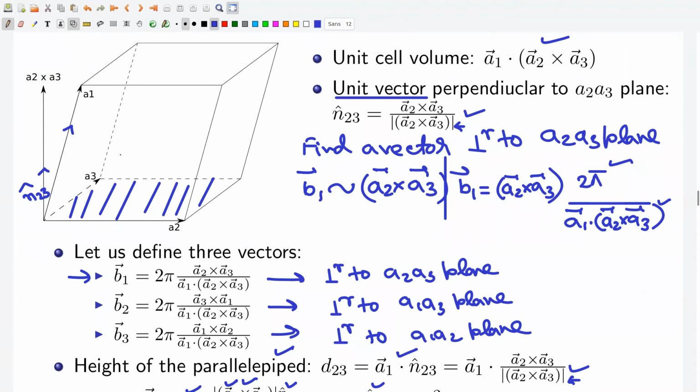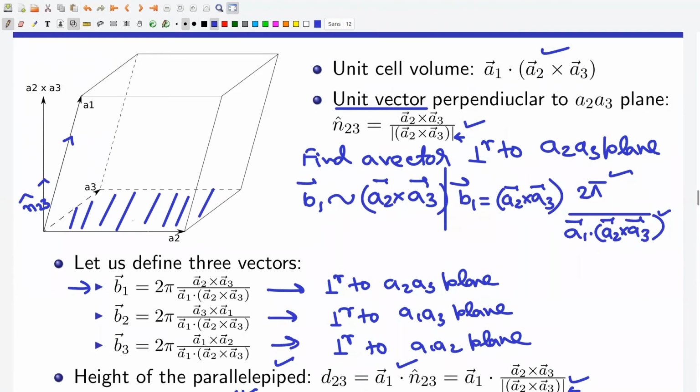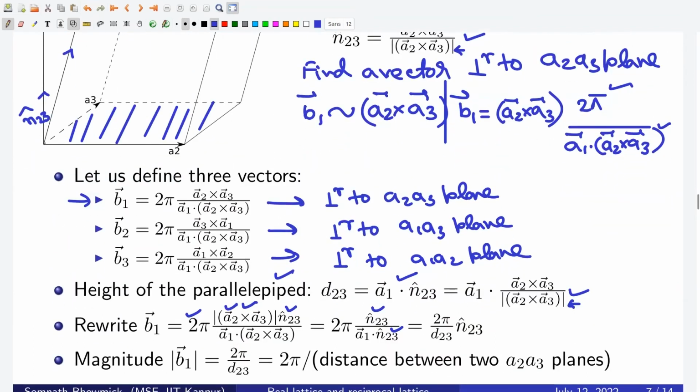For example, we can take this to be the A2, A3 plane, and then take another plane parallel to this. If we take this set of planes, we can define the perpendicular distance between these parallel planes, and that will be given by D23. So we can write B1 as this.